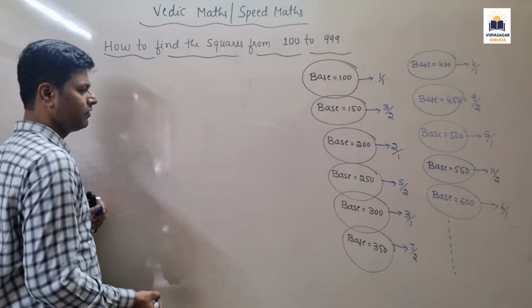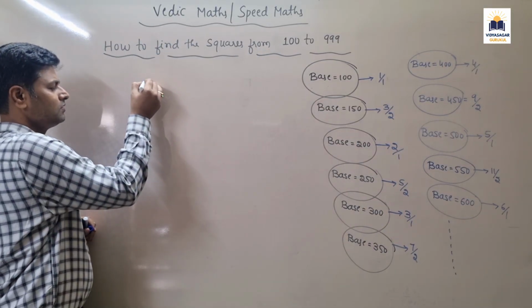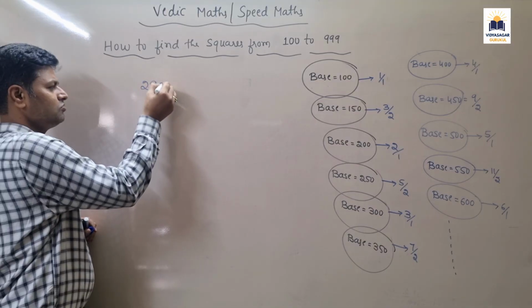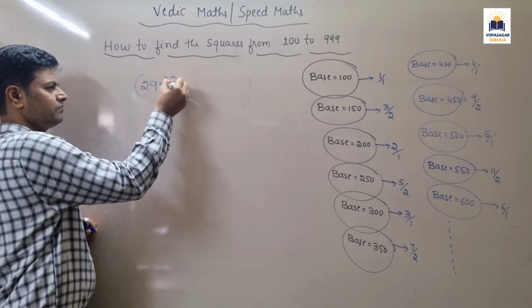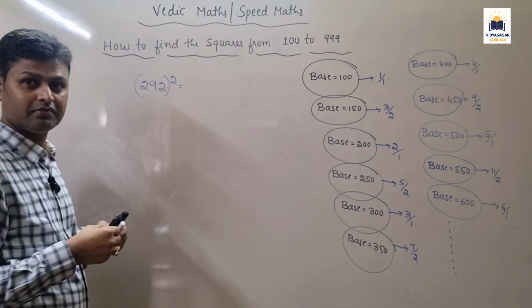Okay, so now for example, if I am talking about 292 square, 292 square.